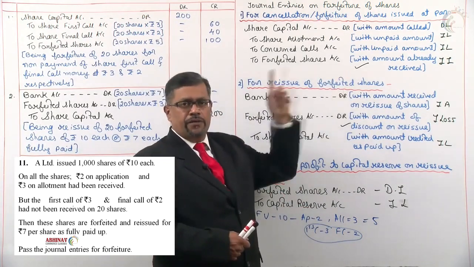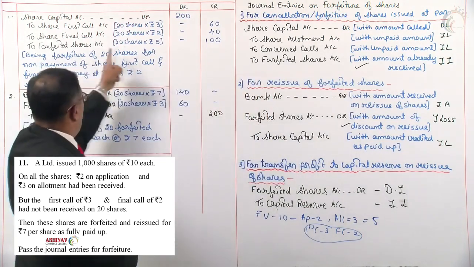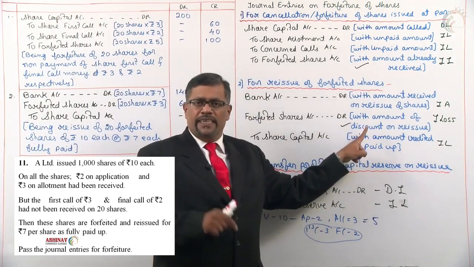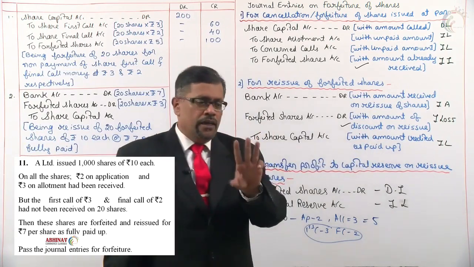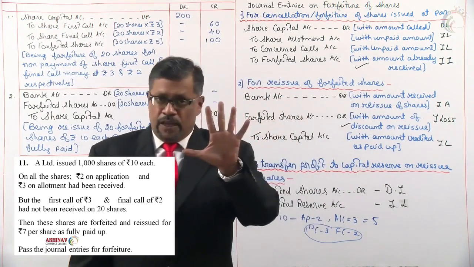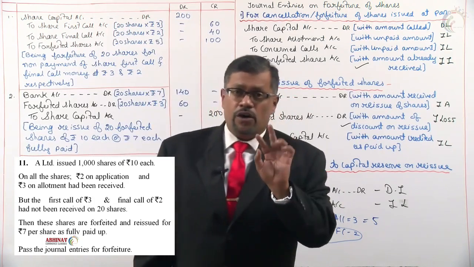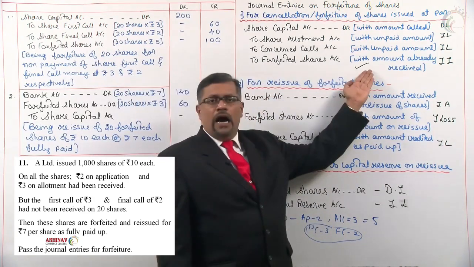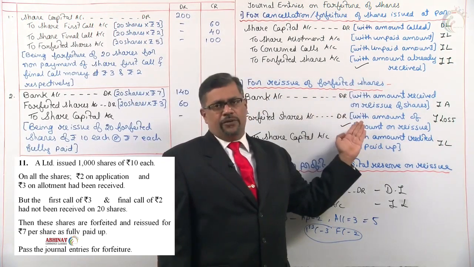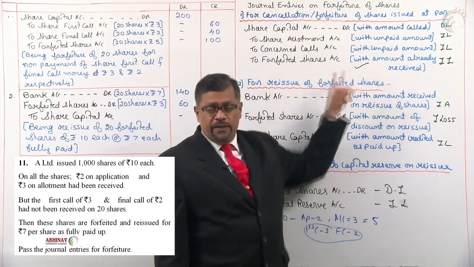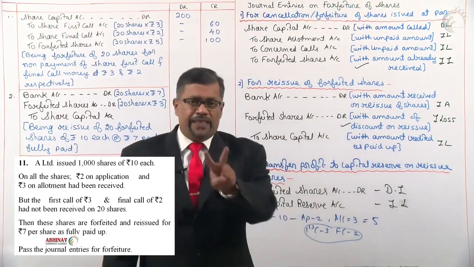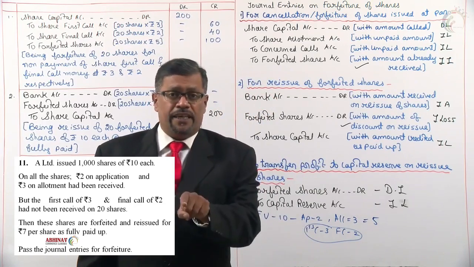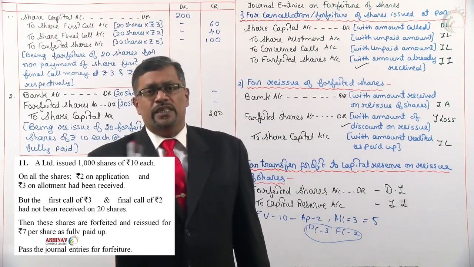Amount already received 5 rupees, minus that discount. How much is discount? 3. Amount already received is 5. Of that 5, 3 is allowed as discount. So how much is the profit? 2. I repeat, how to find the profit? Amount already received minus discount allowed. Amount received here is 5. Discount allowed is 3. 5 minus 3, 2 rupees. 2 rupees per share. How many shares are issued? 20. 20 into 2 is 40.